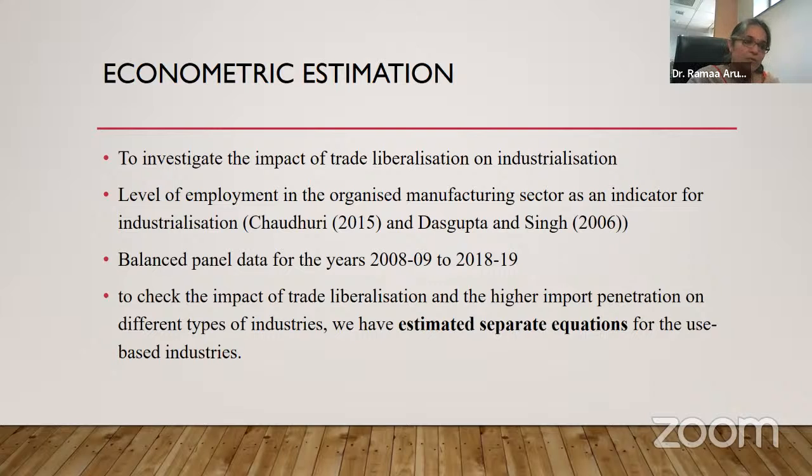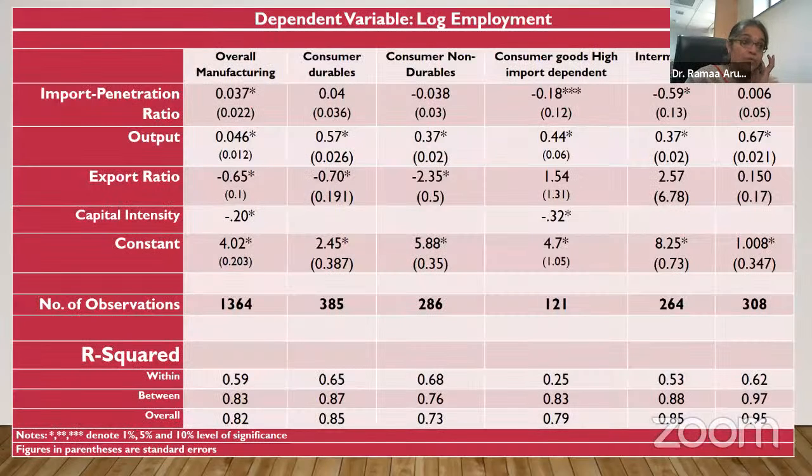Using the panel data for 2008 to 2018, we have taken all the NIC 4-digit level sectors and checked the impact of trade liberalization through the import penetration ratio, import output ratio, and also tariffs. These are separate equations that we have taken, and the subset of separate equations for the use-based industries have also been checked. So this is the result of the econometric estimations that we have done.